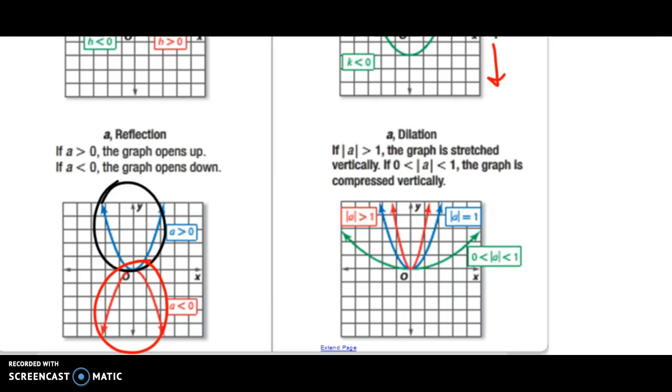And then when a is bigger than 1, it's going to be stretched or kind of squeezed in a little bit. And then when a is some positive fraction, they say it's compressed vertically, but it's kind of like it widens out a little bit. So when a is a positive whole number bigger than 1, it's going to be a lot skinnier, and when it's a fraction, it's going to be a lot wider and fatter.